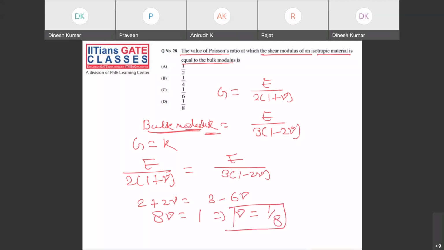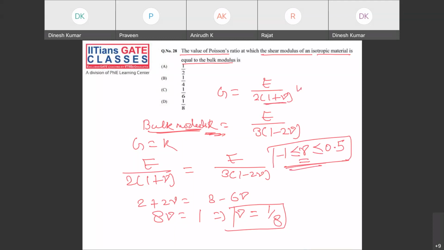Now guys, I will add a few more things here. In the GATE exam, they can ask what is the range of nu for any material. So the maximum value of nu can be 0.5, and the minimum value of nu can be -1. Now how are these upper and lower limits set? These upper and lower limits are set based on G and K.